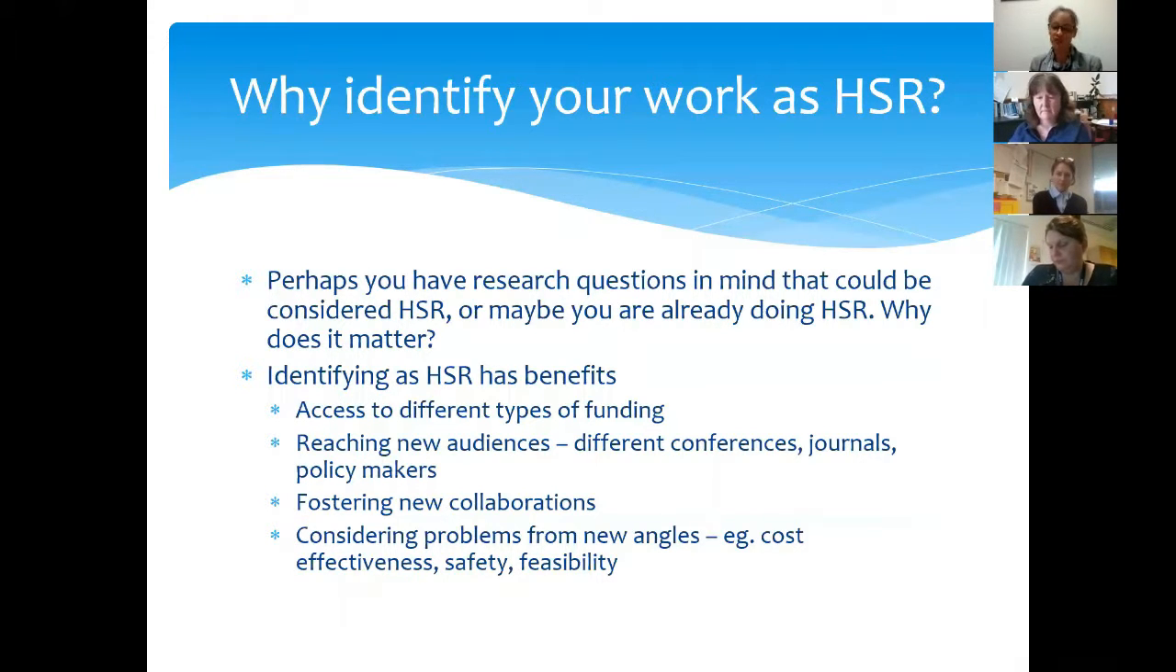Identifying that an intervention works or doesn't work is not necessarily enough to get that message translated into practice. We also need to know whether it's practical to implement that intervention into a clinical setting. Is it going to be cost effective? Is it going to be feasible? Those sorts of questions are really important, particularly knowing how tough it is to get things translated into practice.